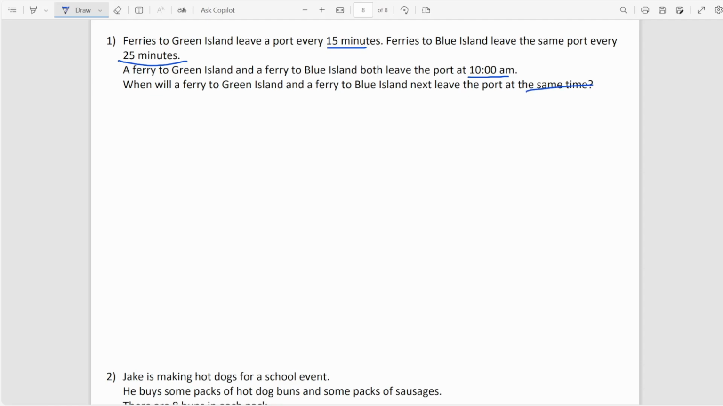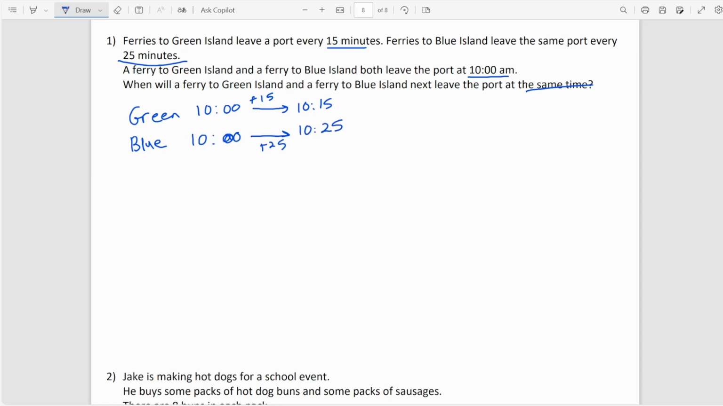All right, so you've got Green Island, I'm just going to call it Green, and Blue Island, Blue. And the first time that they left together was at 10 a.m. Now, the ferry to Green Island leaves the port every 15 minutes, so the next time is going to be 10:15. As for the Blue, it leaves every 25 minutes, so plus 25, so 10:25.